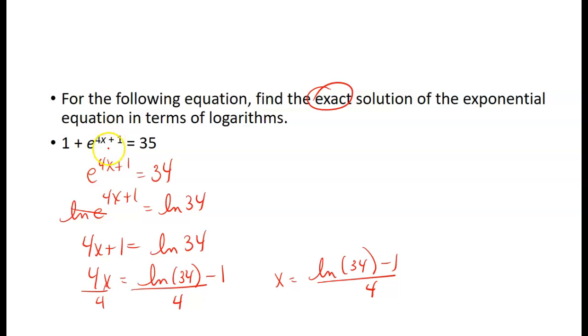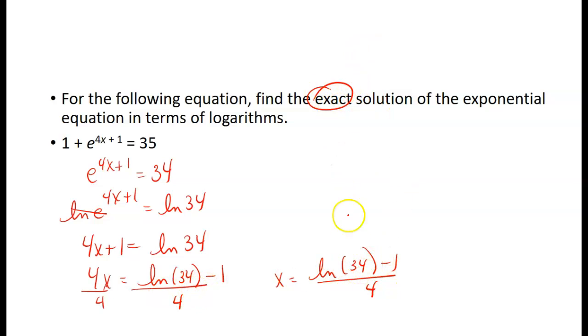Okay, on this one, again, we're solving for the x. First thing we want to do is subtract 1 from both sides. We need to get rid of the e, so we're going to take the natural log of both sides, and we get this cancellation here. Here we're going to subtract 1 from both sides. Make sure that you do not combine the 34 and the 1 together. And then divide by 4, and so we get this expression.